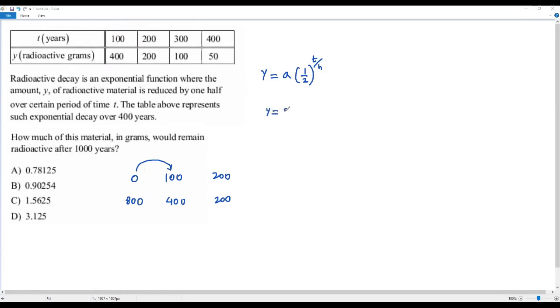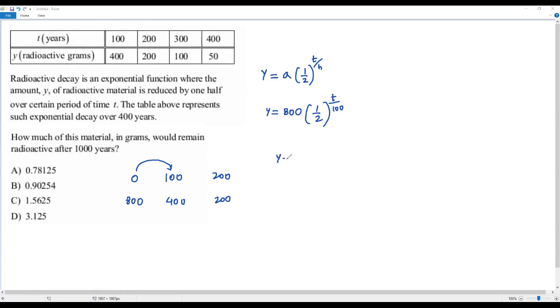Now we can plug in this 800 for A here, times 1/2 raised to the power of t over h, where h is the half-life according to the data we have here. The half-life is 100 because for every 100 years the amount of material is getting reduced by 1/2. Here I got the exponential function which represents the given situation. Our aim is to find the amount of material in grams after 1000 years. That is, we have to find the value of y when t is equal to 1000.